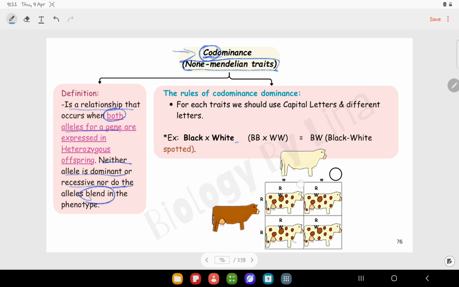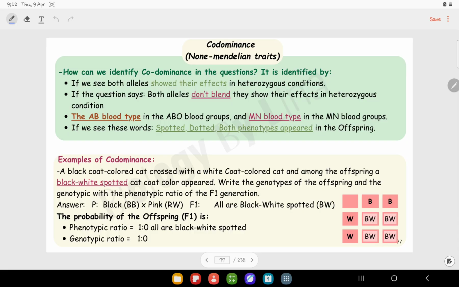Very important. The rules for codominance are like incomplete dominance. For example, we will use different capital letters. For black, we say it's B capital, B capital. For white, again, it's WW. But what appears is BW or WB. It's heterozygous. It's not gray between the black and white. It's not incomplete. This one will be black-white spotted. Both of them express themselves in a heterozygous condition.